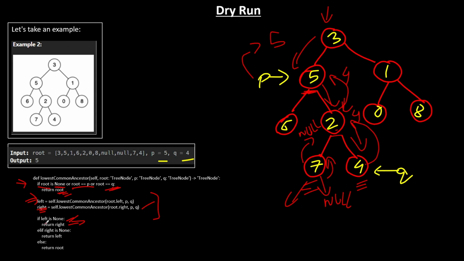Now we come here. We say left is none? No. Right is none? No. So we return root, which means that both left and right have some value. So we return root. So root for this is 5, right? So it returns 5. Now we come back to this particular node.